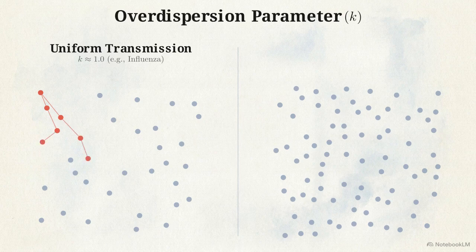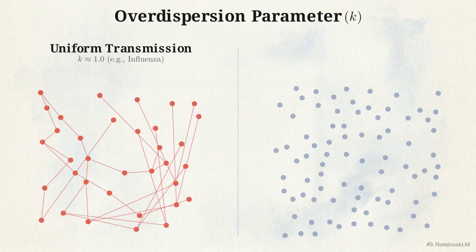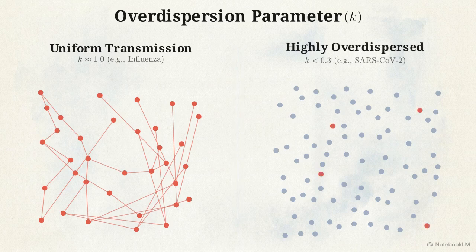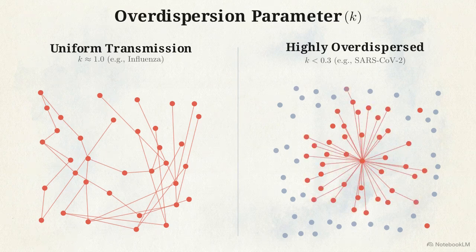The left side shows a high K value near 1.0, where a virus spreads evenly and uniformly from person to person. The right plot shows severe overdispersion, where K drops below 0.3. Here, a tiny fraction of infected individuals drives massive, highly concentrated superspreading clusters.